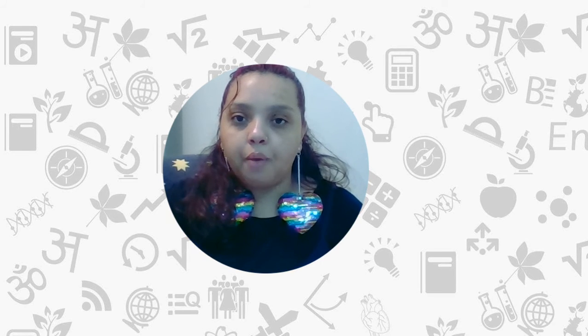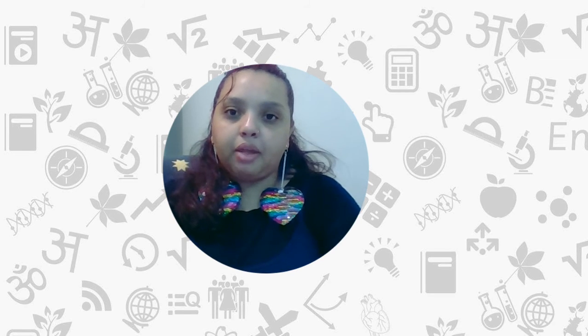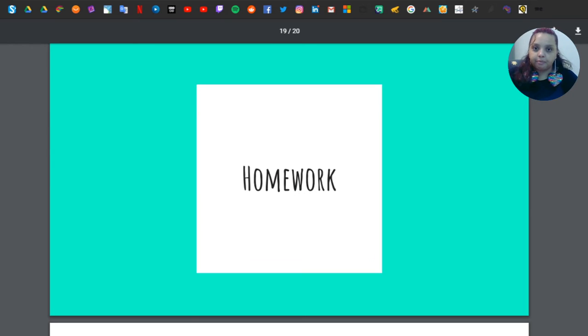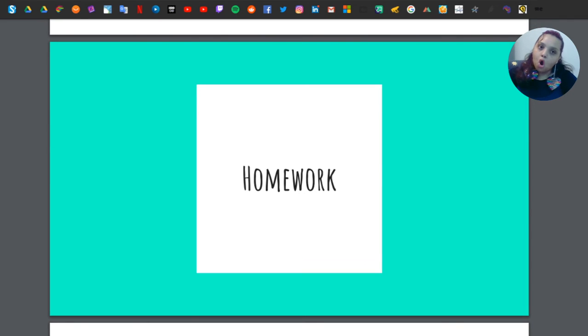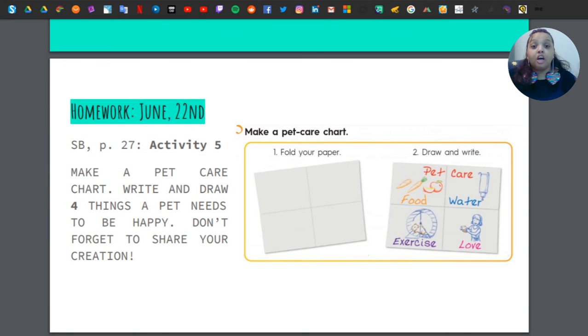Let's check out our homework for this week. Vamos lá ver qual é o nosso homework essa semana? Homework, lição de casa. On page 27, we're going to do activity 5 as homework. Então, lá na página 27, a gente vai fazer atividade 5 como lição de casa. Make a pet care chart. Vai fazer um cartaz de cuidado dos pets, dos bichinhos de estimação.